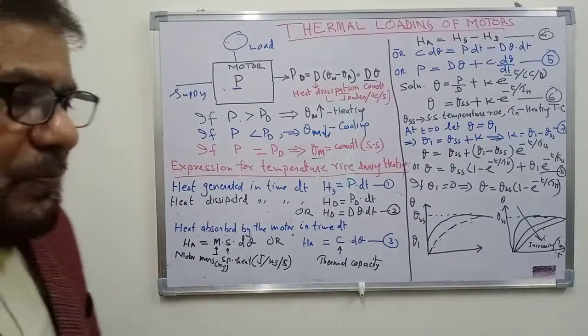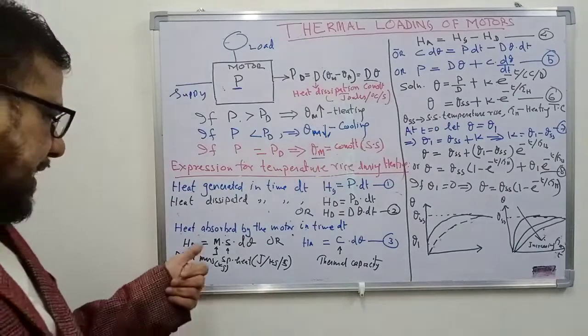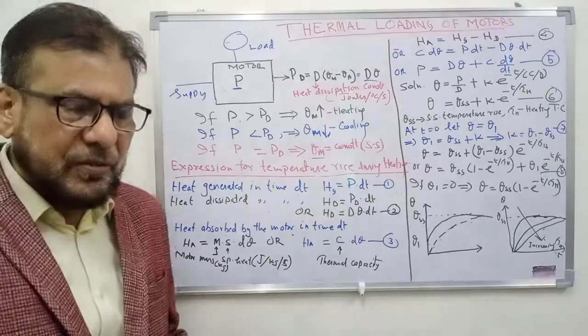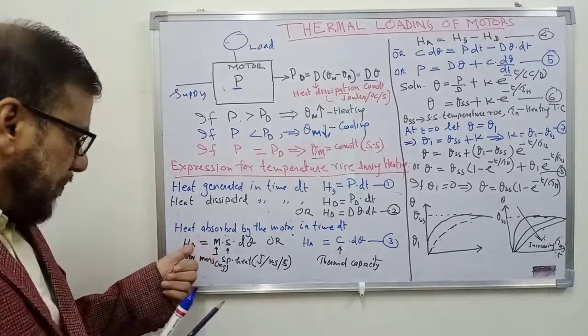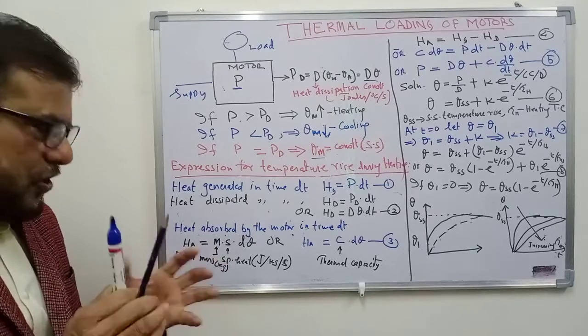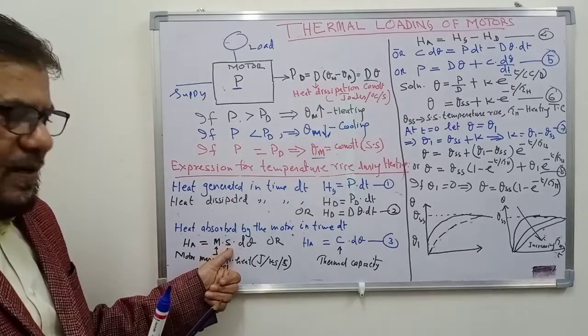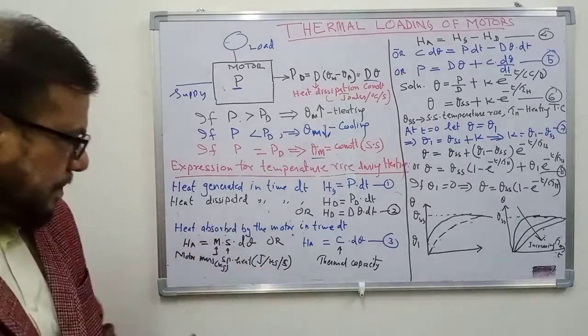Now what is the heat absorbed by the machine? Heat absorbed can be written as your familiar equation m s theta. You might have studied in your 10th or 11th classes that heat absorbed by any material, any object, is mass multiplied by specific heat multiplied by change in temperature during the time.